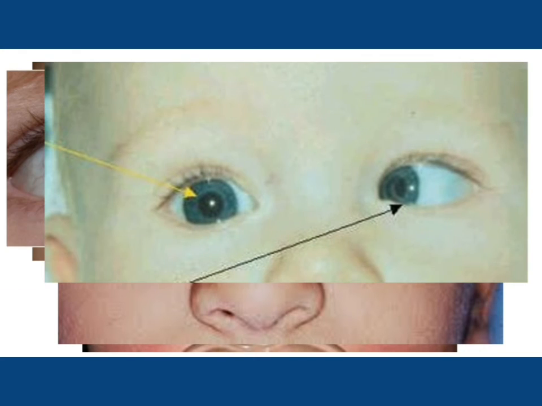Okay. Now here you can see that the light reflex is on the temporal side of the pupil. So it means that it is esotropia, and it is 30-degree esotropia. So by seeing the position of the reflex, you can easily differentiate what type of strabismus it is and what is the degree of deviation. Okay. Now let us move to another example.